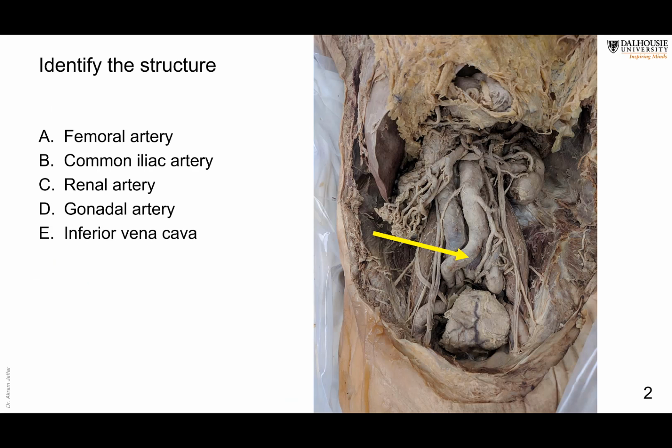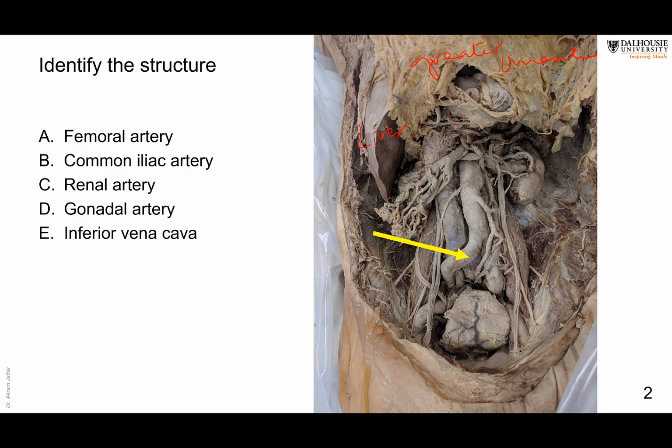Identify the structure. This is a dissection of the abdomen. Anterior abdominal wall has been removed. We can see that most of the viscera as well has been removed. This is the greater omentum reflected upwards. You can see part of the liver here, and the small intestine, the large intestine, all of them have been removed. So we can see the posterior abdominal wall.